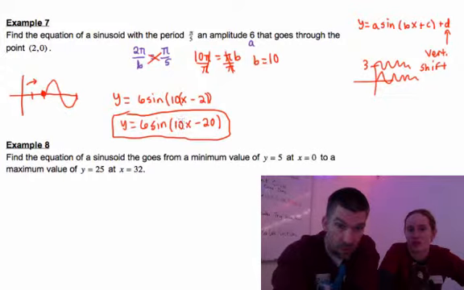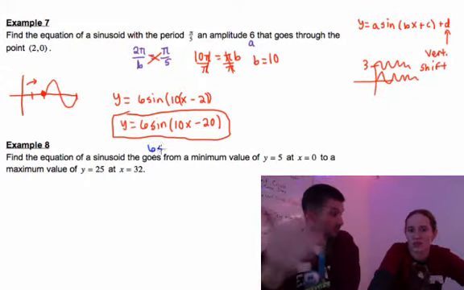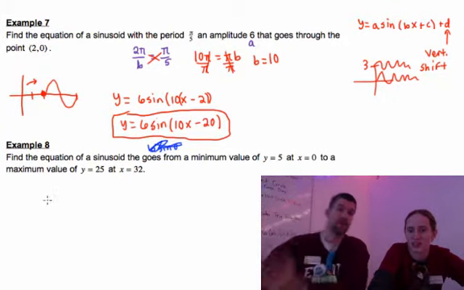Just do a real quick check in here. 10 times 2 is 20, minus 20 is 0. The sine of 0 is 0. So we're good. There are all kinds of ways to check. We checked it. It works.